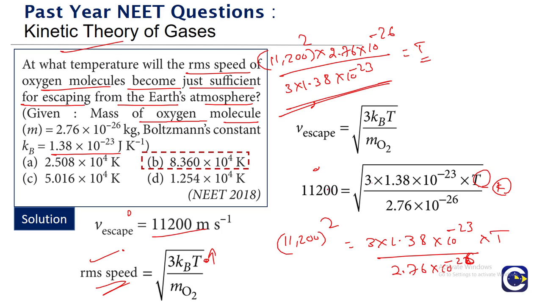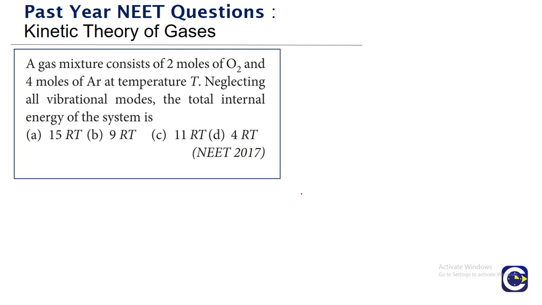Okay, so we'll move on to the next question. This is the question that has come in the 2017. A gas mixture consists of 2 moles of O2 and 4 moles of argon at temperature T. Neglecting the vibrational modes, the total internal energy of the system is. So neglecting the vibrational modes, we have to tell what is the total internal energy of the system.